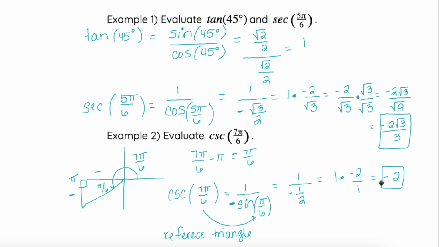So again, you can either use the unit circle like we did here, just to look around the circle, or you can use the reference triangles like we did in example 2. Doesn't matter to us.